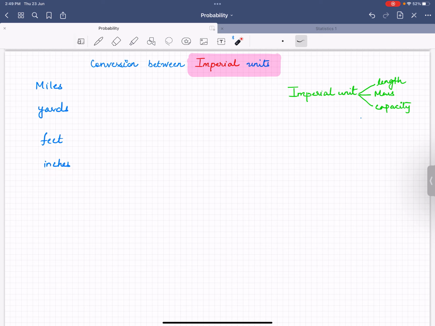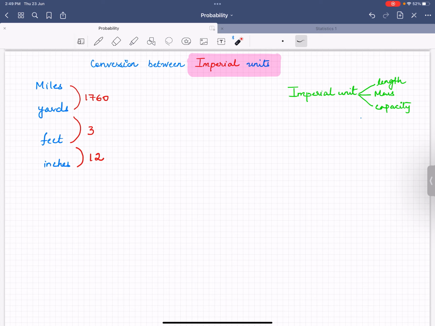Now, what is the relationship between these units? 1 mile is the same as 1760 yards. So if I say 1 mile, that is the same as 1760 yards. 1 yard is the same as 3 feet, and 1 foot is the same as 12 inches.